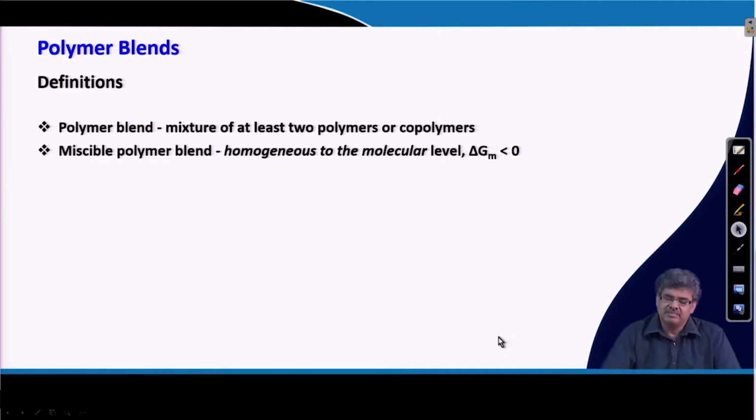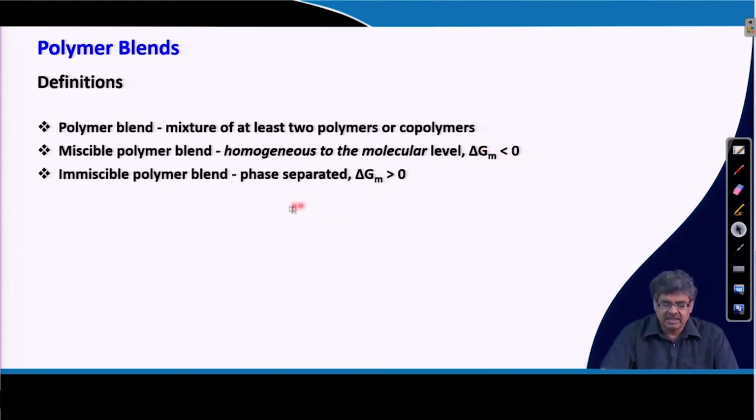Now, when these polymers get mixed homogeneously at the molecular level, we call this a miscible polymer blend, and that happens when the Gibbs free energy of mixing is less than 0, or negative. And when this Gibbs free energy of mixing is positive, then the polymer blend forms an immiscible polymer blend, where different polymers form different separated phases.